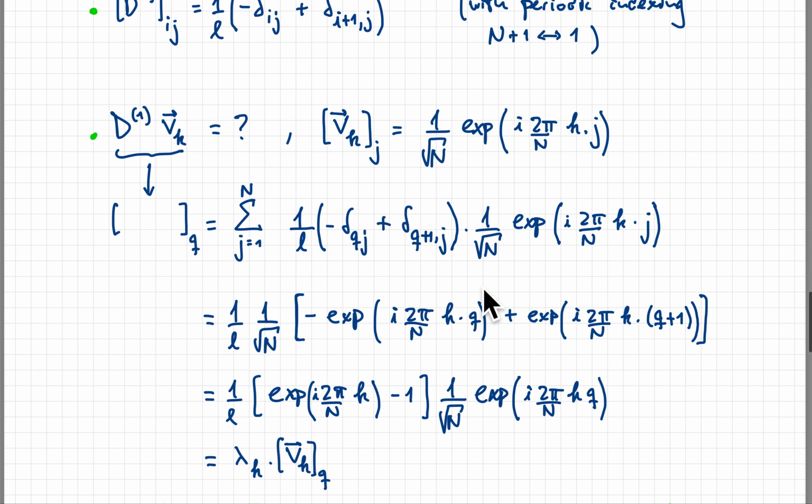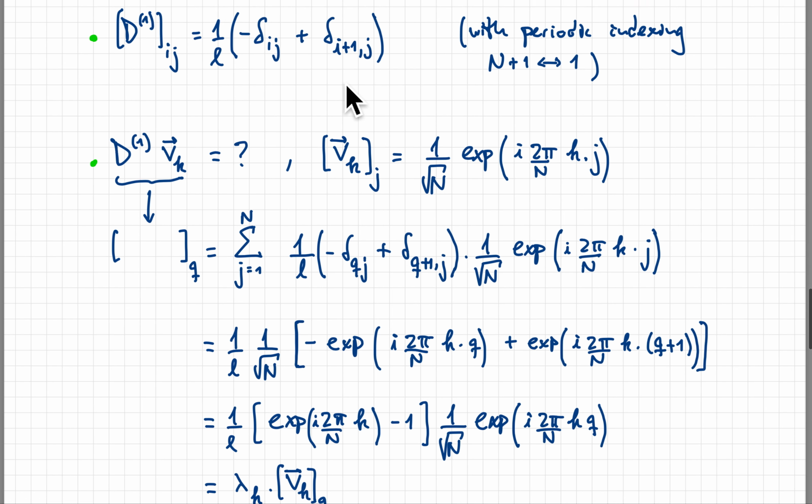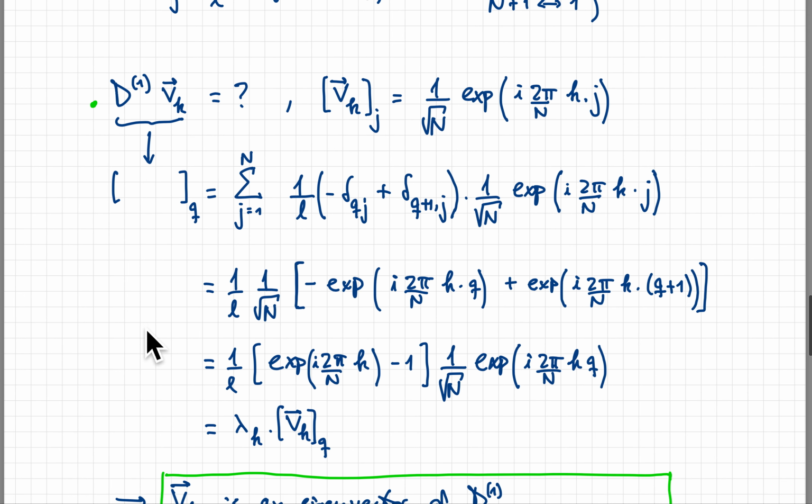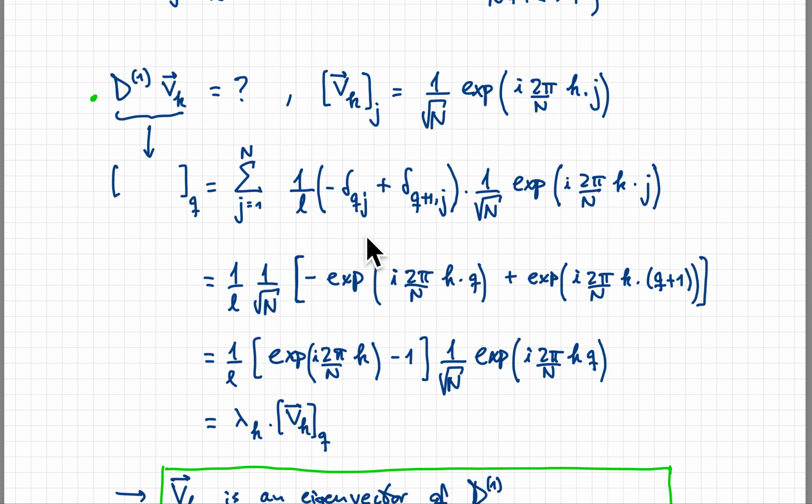So here I've done nothing other than taking this formula for the matrix elements of the operator. I renamed the index i to avoid confusion with the imaginary unit, but then I put next to it this vector, and now what we need to do is construct the contraction over the index j. So we're summing over j. That sum over j, for this first term, delta qj, is going to replace every j with a q, and so we get this result with a minus sign, as you see there. And for the second delta, when we do the sum, we're going to replace every j with q plus 1. That's the effect of the Kronecker delta.